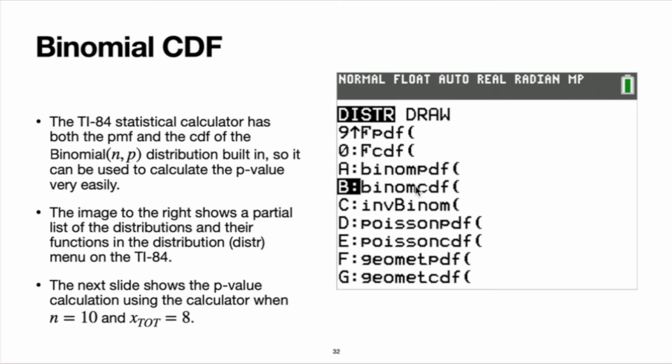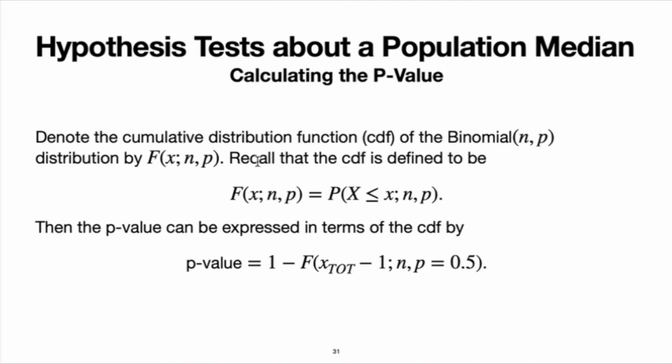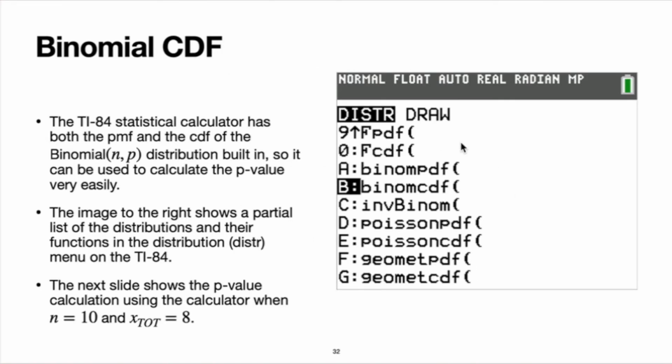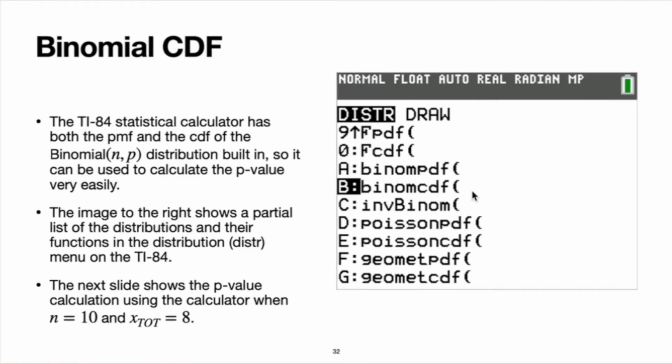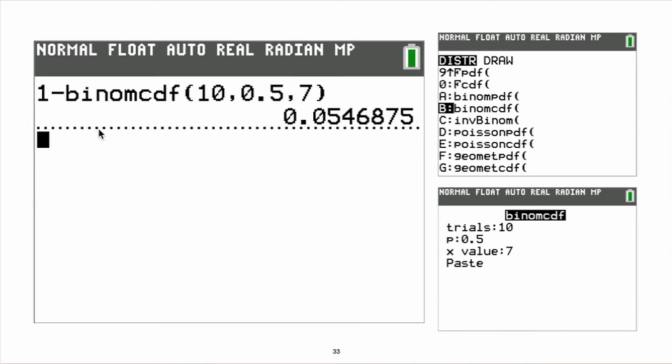So this gives us the functionality that we were talking about on the previous slide. It gives us this cumulative probability. The image to the right shows a partial list of the distributions and their functions in the distribution menu on the TI-84. And then the next slide shows the p-value calculation using the calculator when little n is equal to 10 and x tot is equal to 8. So let me back up one slide for a second. We're going to show how to calculate the p-value using this formula here, using the binomial CDF. And so this is how we would do it.